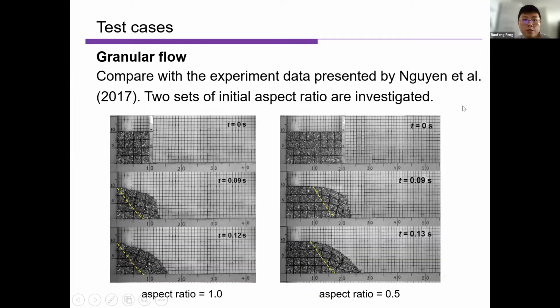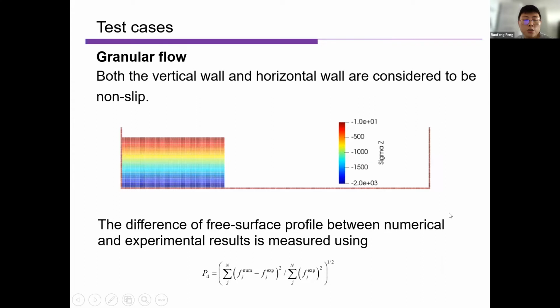The next case is where we apply our model to simulate the granular collapse and compare it with the experimental data by Ruofeng in 2017. Here we investigate two sets of initial aspect ratio, and you can see the image of the experiment. Because they use non-cohesive material, in this simulation we do not consider the cohesion. So here are the results.